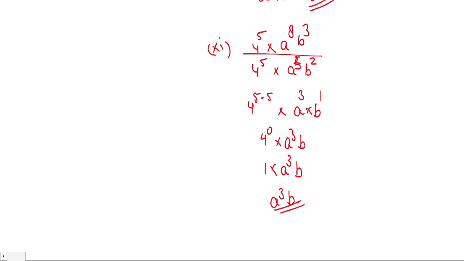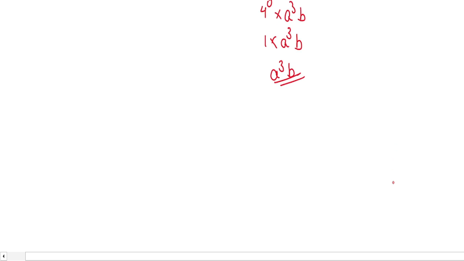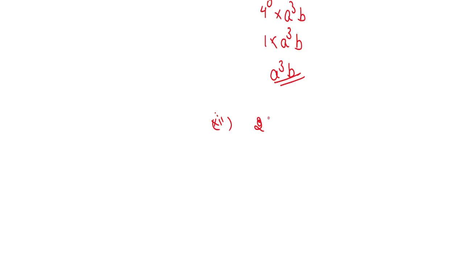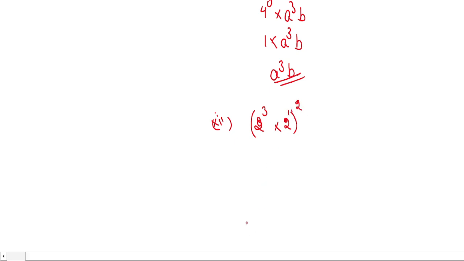Now students, I move to the last part. In the last part, the question is 2 raised to the power 3 multiplied by 2, the whole bracket raised to the power 2. Now there is no power on the second 2, so you can take it as 1. You know that when multiplying, you have to add the powers. So 3 plus 1 is 4: 2 raised to the power 4, raised to the power 2. Now power on power, so you have to multiply. So the answer is 2 raised to the power 8.